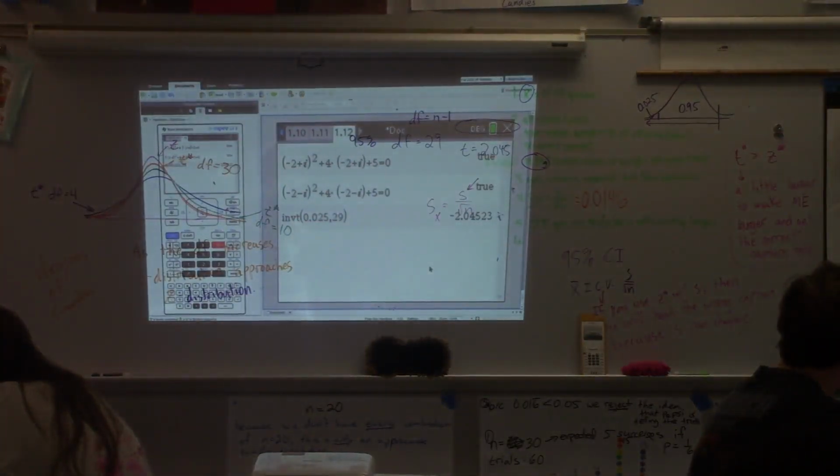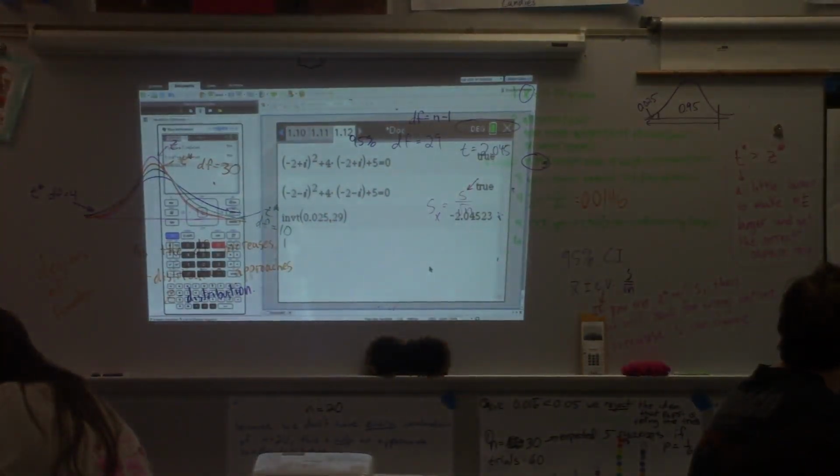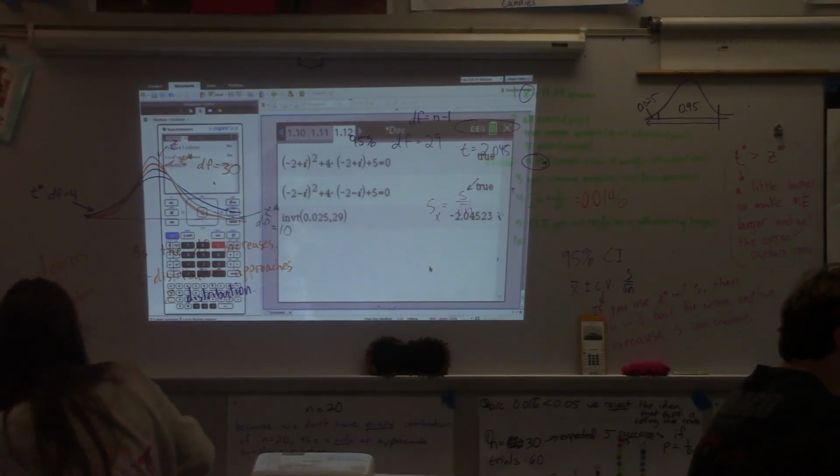Now I will point out, I probably just use the table. Living in the 21st century, finding my critical values is just about the only thing I would do on the table. Everything else I'm going to run on a calculator. So I do like to use the table to find my critical values.